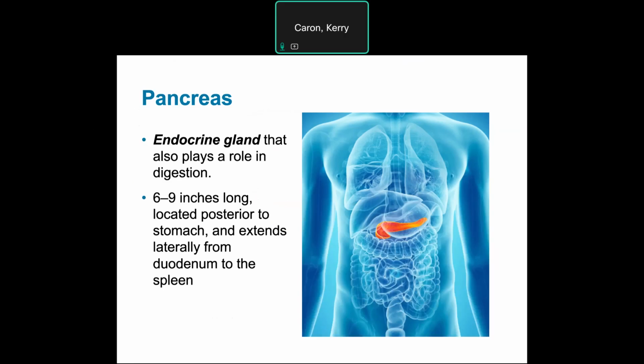We know from the endocrine chapter that the pancreas is an endocrine gland. It is also exocrine. It is 6 to 9 inches long, located below or posterior, in the back of the stomach, and it extends laterally from the duodenum to the spleen. So that's where it's located in the body.